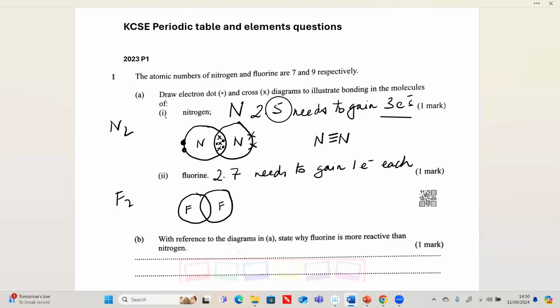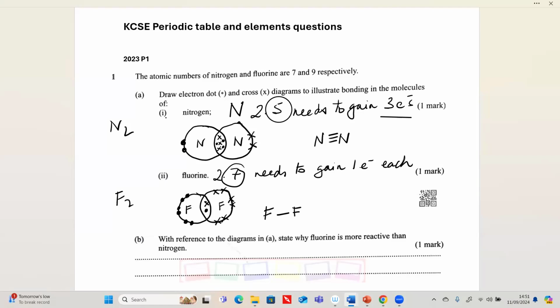Fluorine only needs to gain 1. So this one has to borrow 1. This one needs to borrow 1. Fluorine had 7, only 1 in there. So 1, 2, 3, 4, 5, 6, and 1, 2, 3, 4, 5, 6. So this would be fluorine single bond to fluorine.